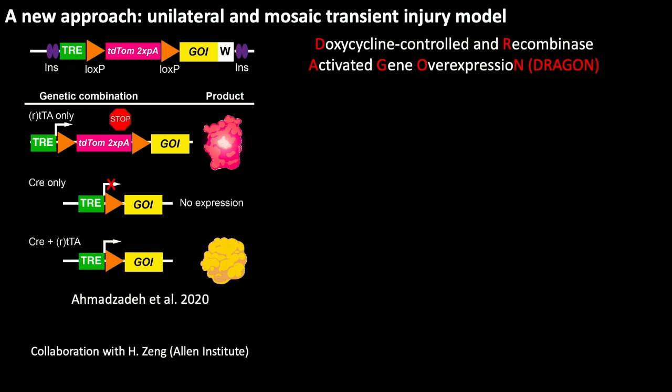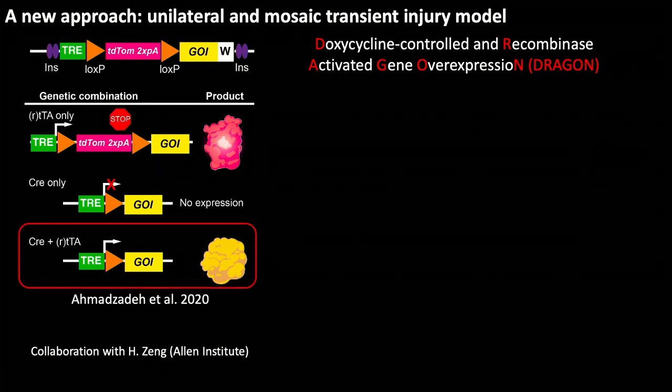If you only have CRE, you remove the stop cassette, so it's primed for expression, but nothing happens, there is no transcription. So it's only the cells that combine, and this is the main message, it's only the cells that combine CRE and rtTA that will express the gene of interest, okay?